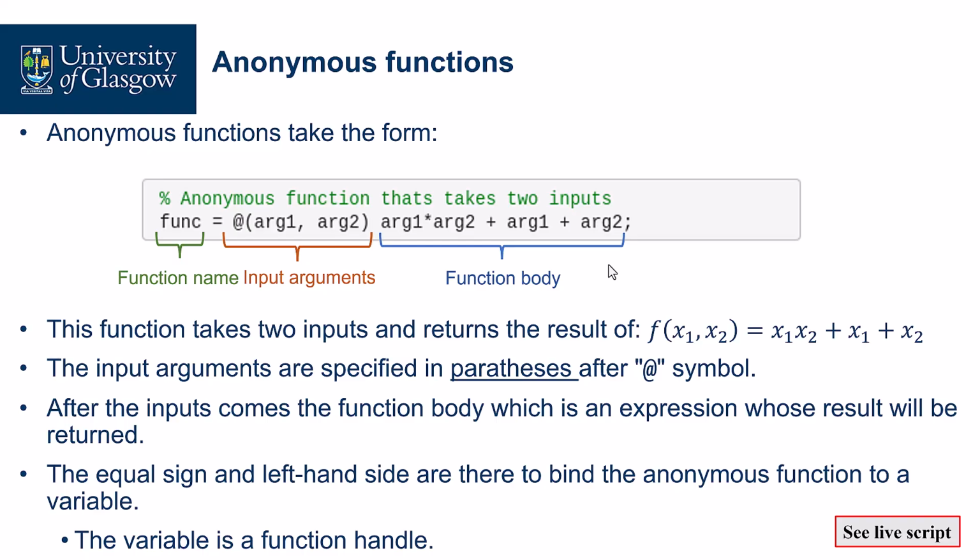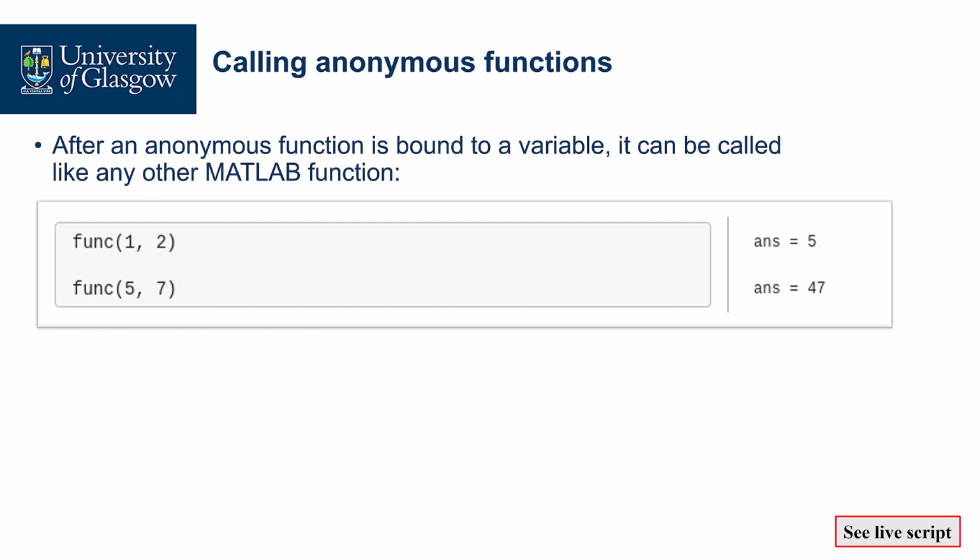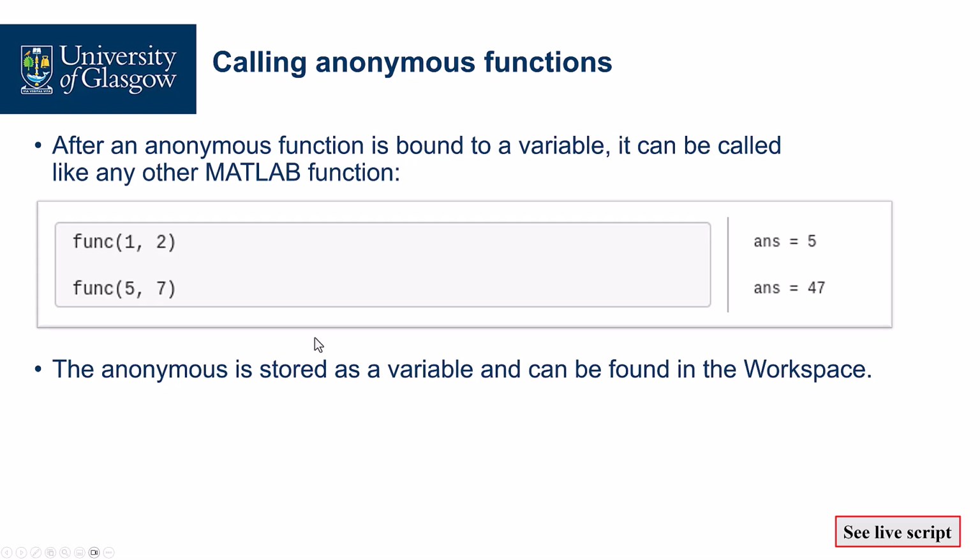As I have said before, this function can be defined anywhere in the script, and you can use it once it's defined. Okay. So when an anonymous function is defined, you can call it like any other function. For example, the function before, we can use func with parentheses 5, 7. So it will provide us the result. For more details, you can see the live script. Remember the func, we also said it is a function handle or a variable. So if you check in the workspace, you can find this variable.